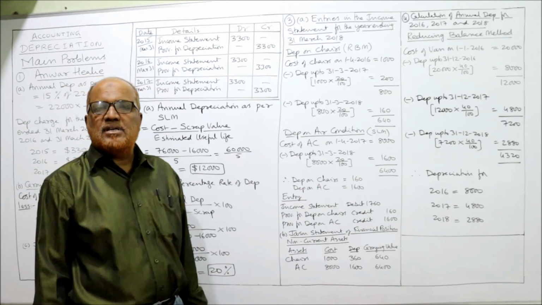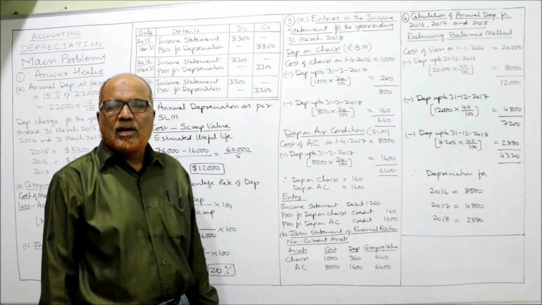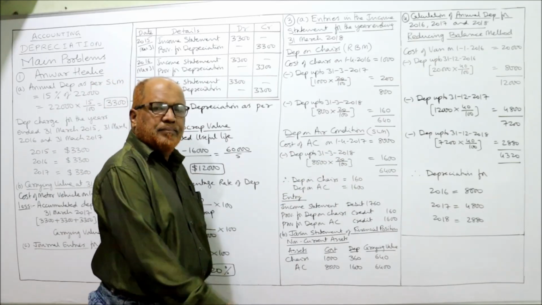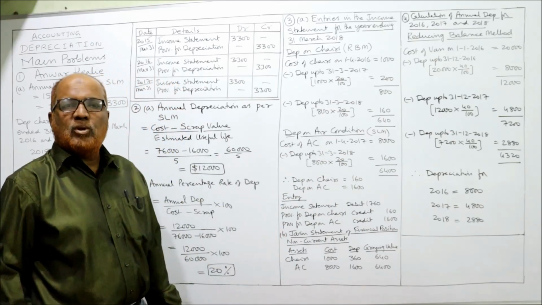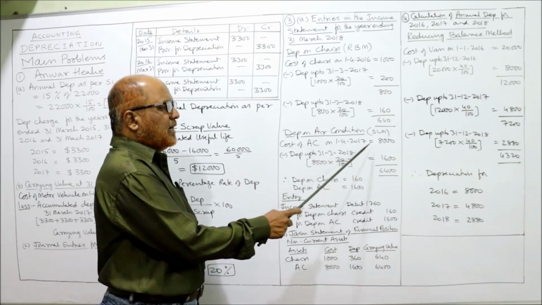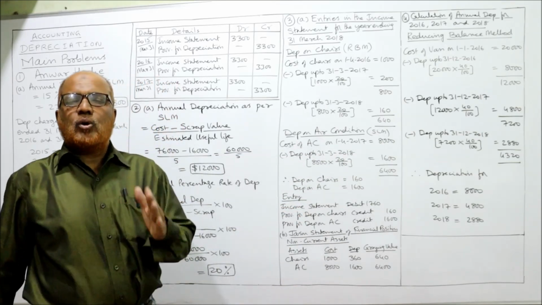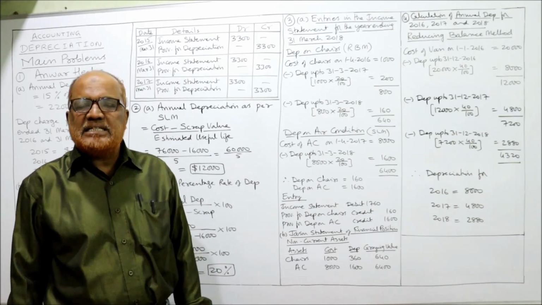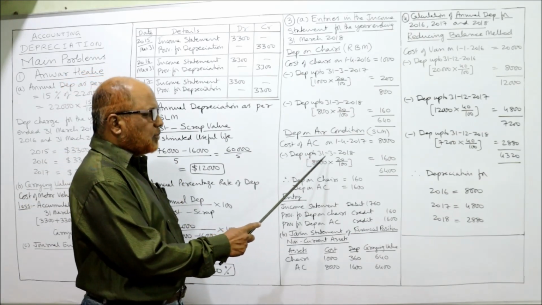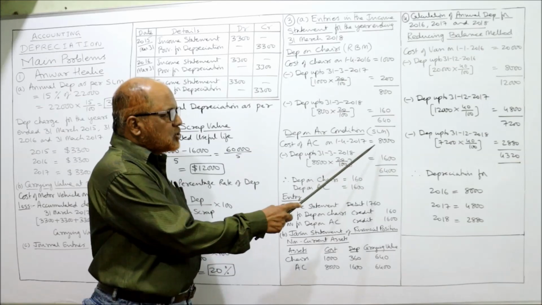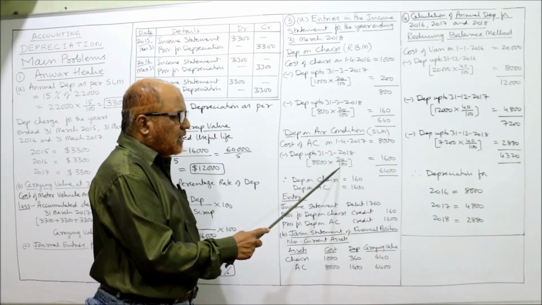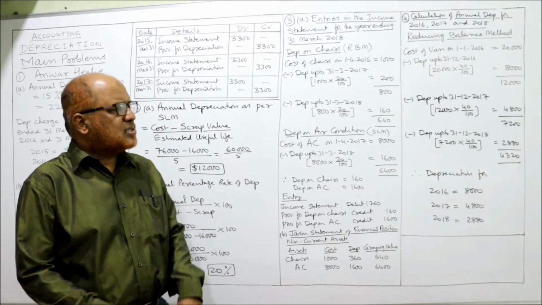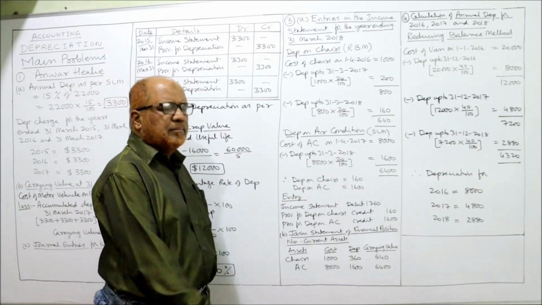Now we calculate depreciation on the air conditioner. The air conditioner was purchased on 1/4/2017, given in the problem. So what is the cost of the AC on 1/4/2017? 8,000. We are closing the accounts on 31st March 2018, so depreciation up to 31st March 2018. 8,000 into 20 by 100, 1,600. Only 1 year, because we are closing the accounts in 2018.